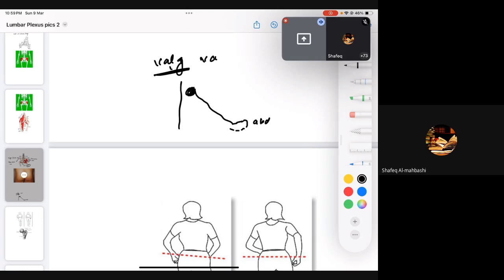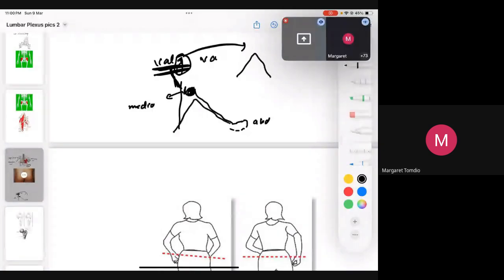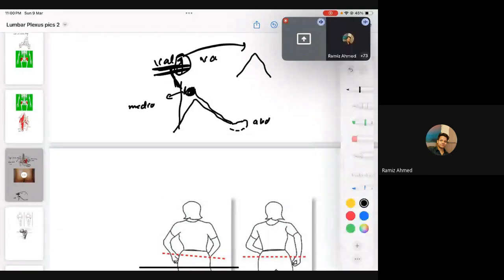So valgus for knock knee, right? How do we get that? If you have a fracture or injury of your medial collateral ligament, right? Valgus means outside. Whenever you see valgus, you can simply remember the G, like an inverted V, right?